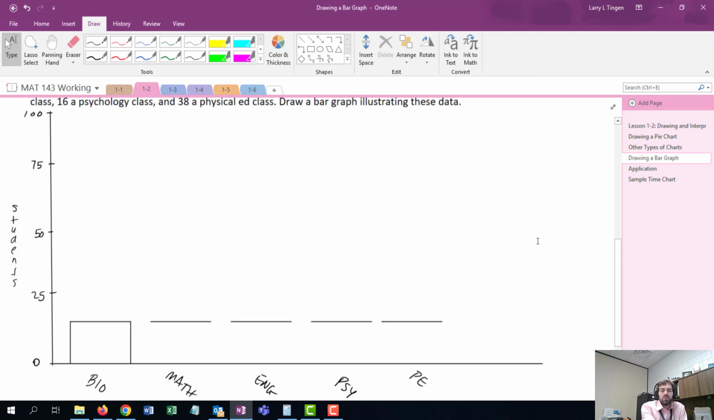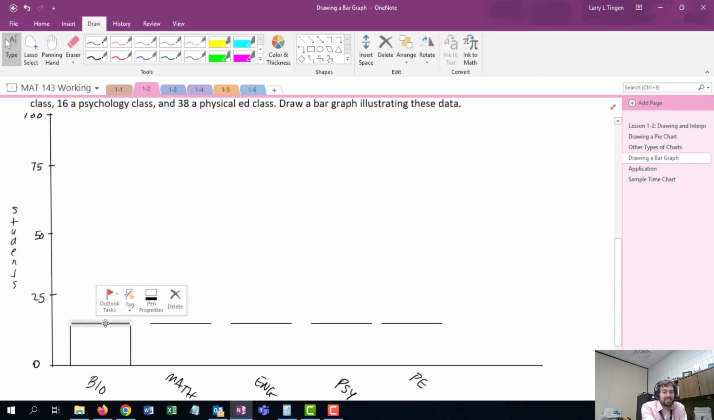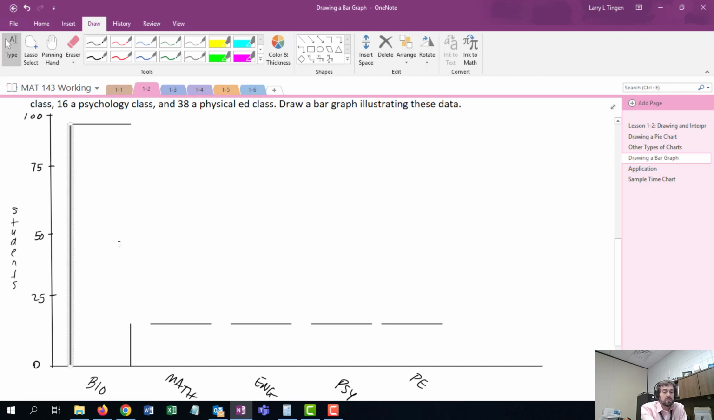And then the numbers are what? The biology has 96, so that goes all the way up to, again, I can't jump very precisely because of the way this thing moves, but I can make it work. Run this up to 96. Now, like I said, I've already drawn some lines here. That's because I took this line, the width of the bar, and I copied and pasted it to make sure that each bar has the exact same width. So that's why you see these lines already drawn.